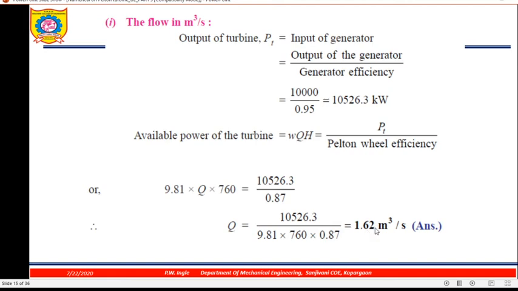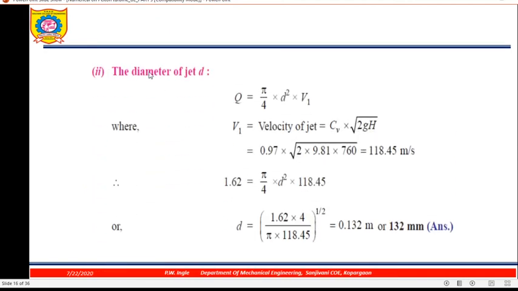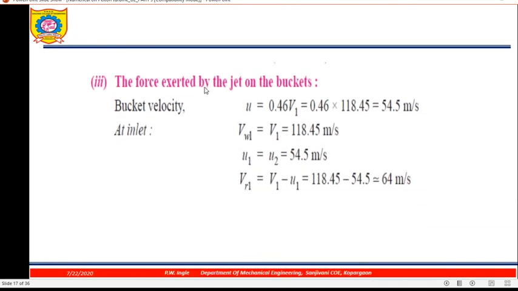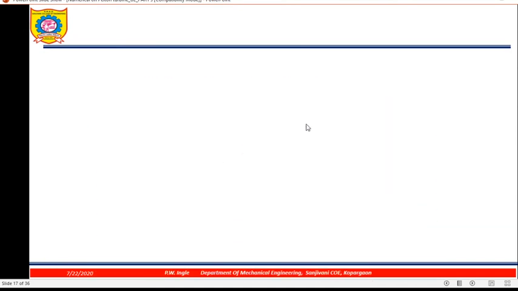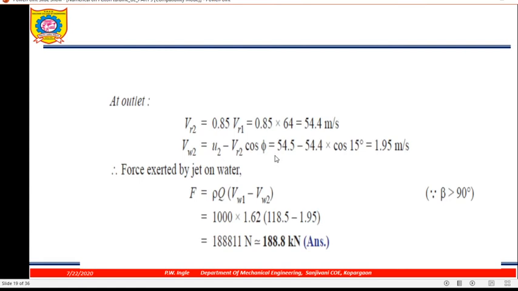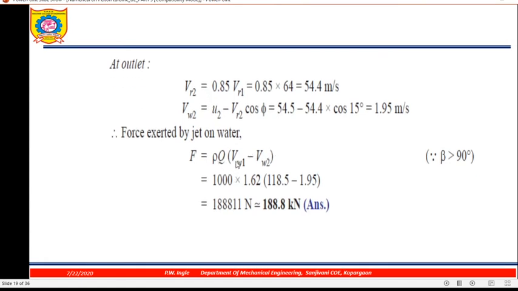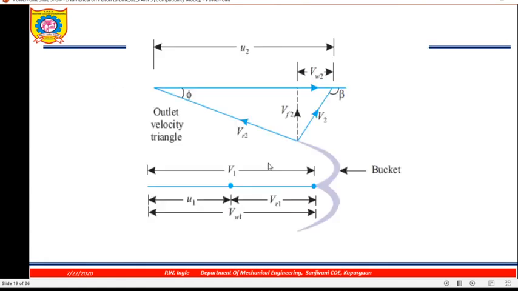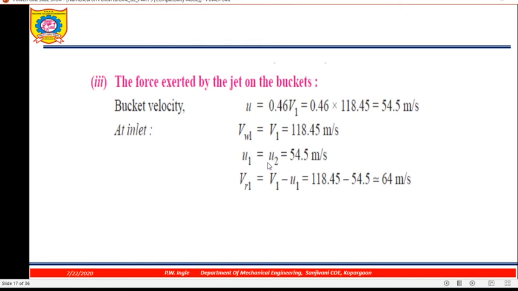1.62 meter cube per second. Then next, now I want to know jet diameter. So Q equal to pi by 4 d square into V1. What is V1? CV root 2gH. So you are getting small d, it is 132 meter. And next, force exerted by the jet on the bucket. So what is the formula? Yes, formula is rho Q (VW1 minus VW2). Again, the value is coming as minus.